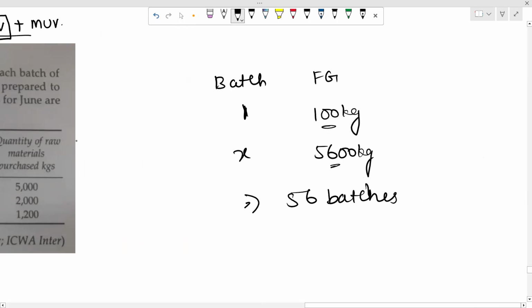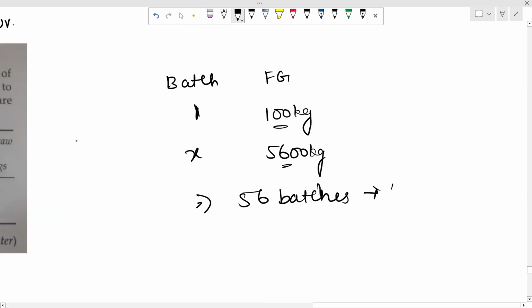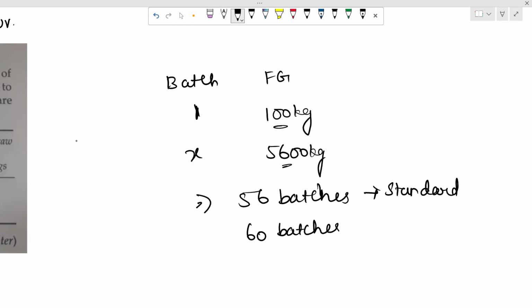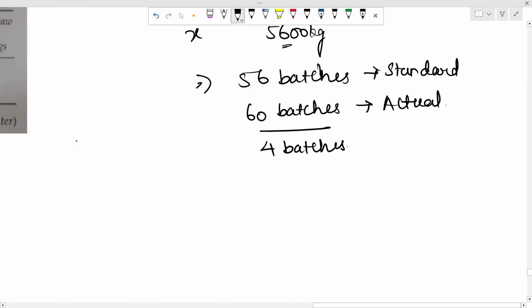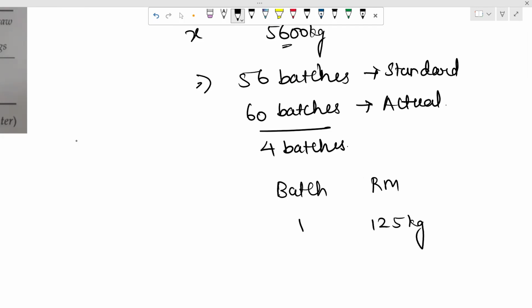So we should have completed the work in 56 batches, which is nothing but the standard. But actually, we took 60 batches to produce 5,600 kg of finished goods. So this is the actual. So we worked extra 4 batches, right? And in the question, it is given that for every one batch, we are expecting to use 125 kg of raw material.